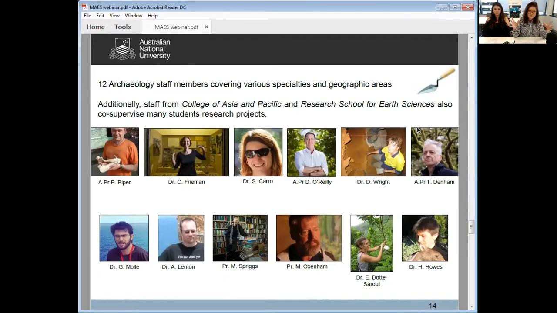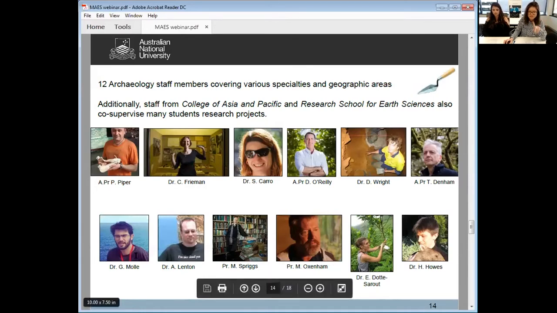And here is a snapshot of all the different archaeology staff that we have in the school. All of the names are listed there. If you do a really quick Google search online, you should be able to locate everyone easily, and the email addresses. The conveners of the Master of Archaeological and Evolutionary Science, this specialization of climate change, are Associate Professor Philip Piper, as well as Dr. Guillaume Moll. So you may be interested in talking to them a little bit more about this.